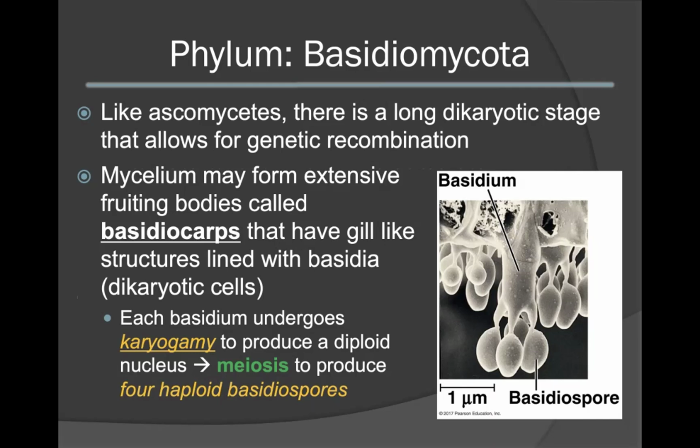The mycelium of basidiomycots can form extensive fruiting bodies called basidiocarps. These basidiocarps may have gill-like structures that are lined with basidia, which are dikaryotic cells. Each basidium can undergo karyogamy to produce a diploid nucleus. As seen in the previous life cycle, this diploid nucleus can undergo meiosis to produce 4 haploid basidiospores.